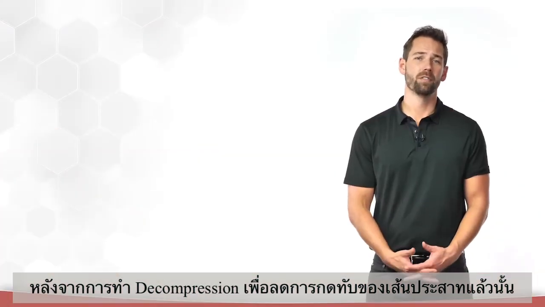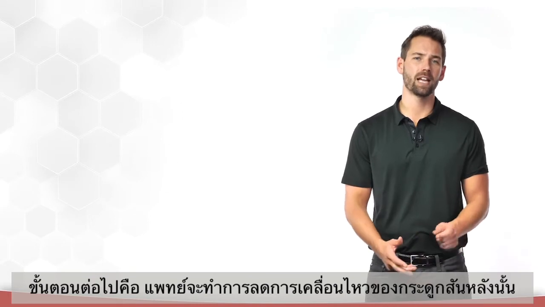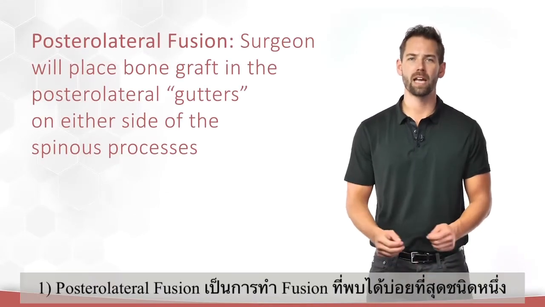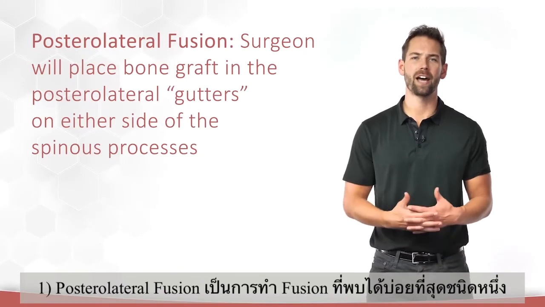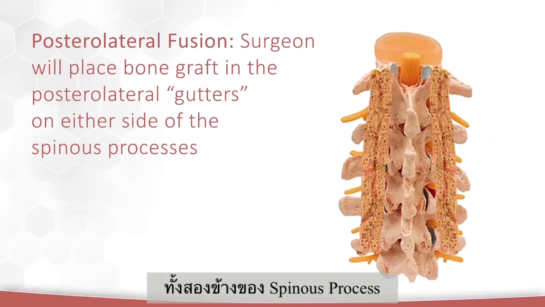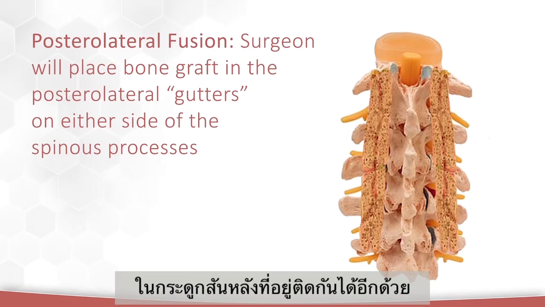Following decompression of the neural elements, a fusion procedure may be carried out if the surgeon would like to stop the motion between two or more vertebrae. One common type of fusion procedure is a posterolateral fusion. In this procedure, the surgeon will place bone graft in the posterolateral gutters on either side of the spinous processes. In addition, they may also lay bone graft across the transverse processes of the adjacent vertebrae.